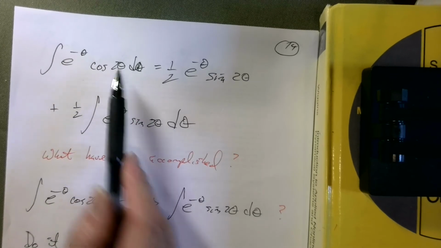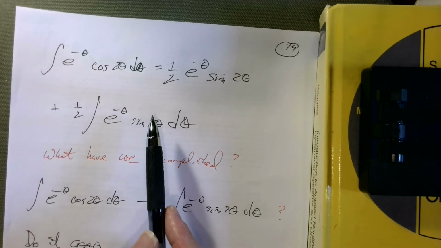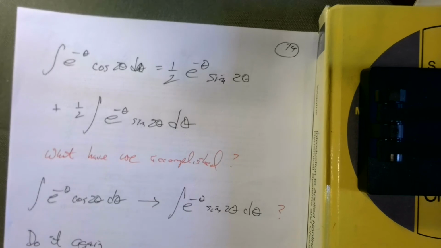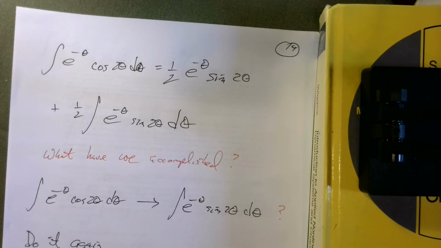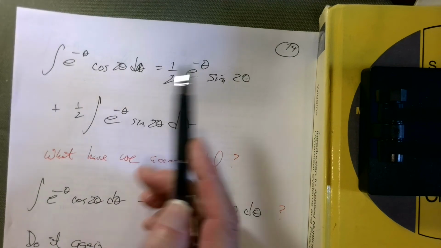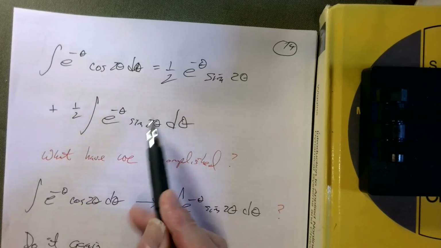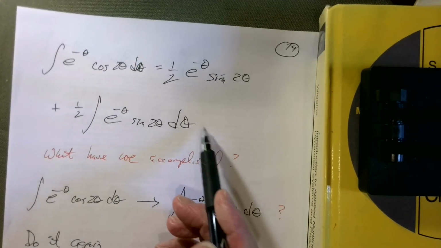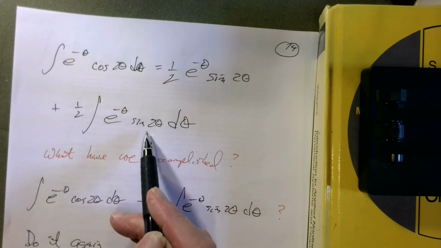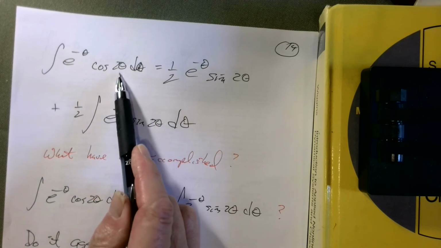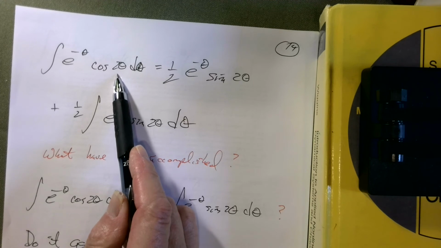You've just changed the cosine to a sine. Could that help us? The answer is yes. So what's happened is integration by parts has changed the cosine into a sine. Forget about the pluses and minuses. If we do this again, what's going to happen? The sine is going to change back into cosine. Now that looks like we've accomplished absolutely nothing.